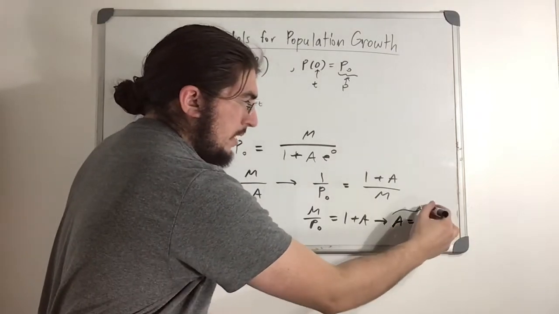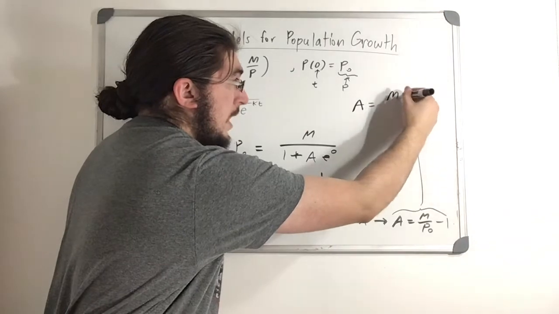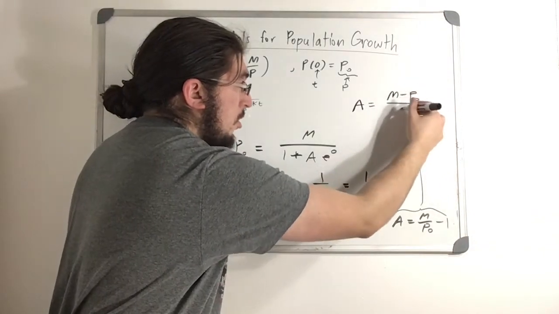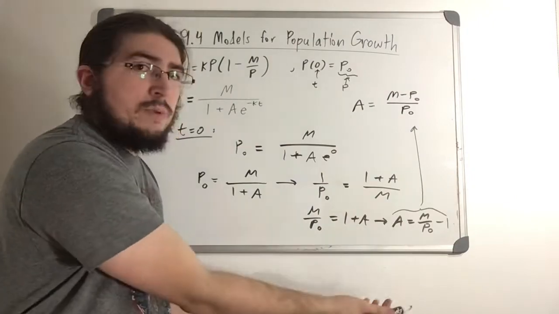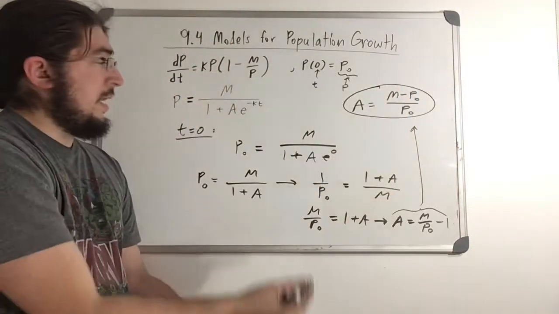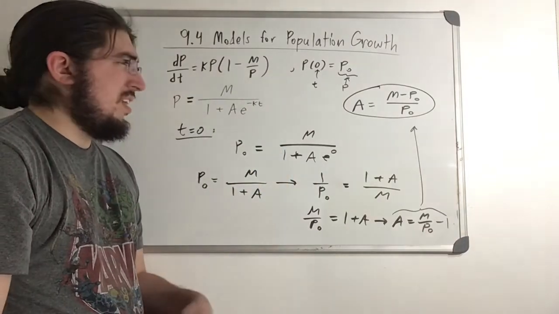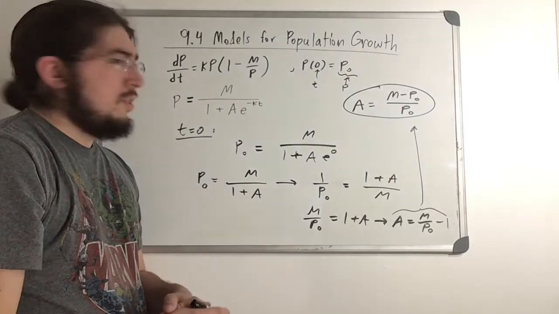We can combine the right-hand side to get the following. A is equal to M minus P naught all over P naught. Because of course 1 is 1 over 1, which is P naught over P naught if you find a common denominator. There we go. So now plugging this back in, we can get something maybe better to look at, but it's going to look a little weird, honestly. The book just leaves it at this.